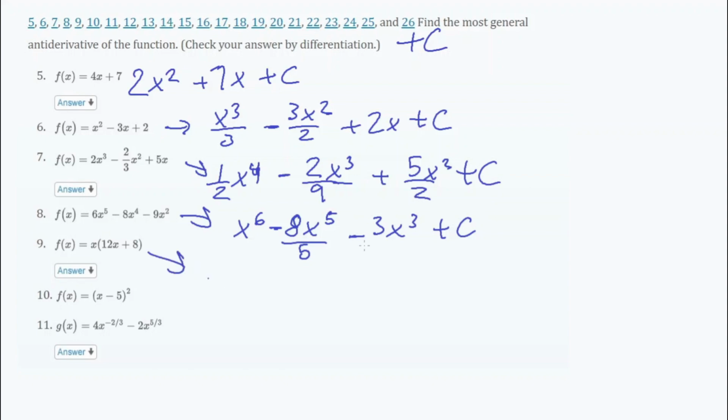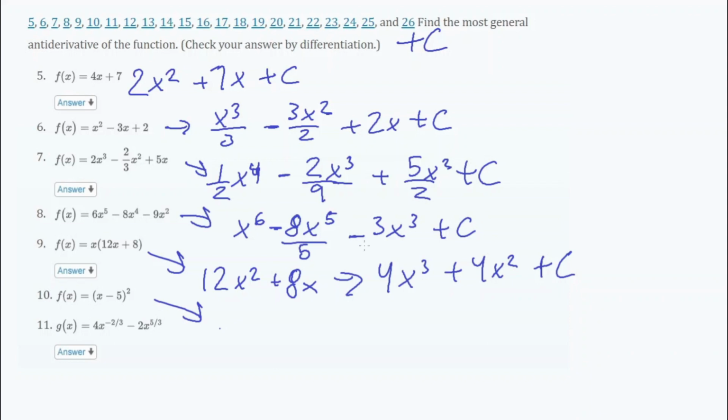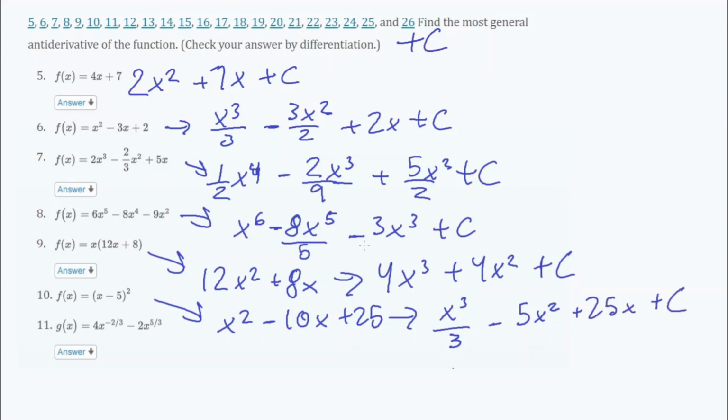Number 9 is going to be, we can multiply that out first. It's going to be 12x squared plus 8x. Now we find the antiderivative, which is going to be 4x cubed plus 4x squared, and plus c. Now number 10 is going to be, we can multiply it out first, which is going to be x squared minus 10x plus 25. Find the antiderivative of that. It's going to be x to the third power over 3, and that's going to be minus 5x squared plus 25x, and then plus c.